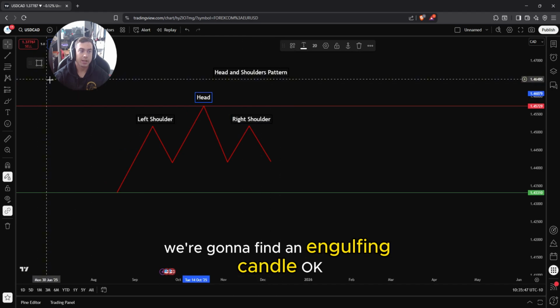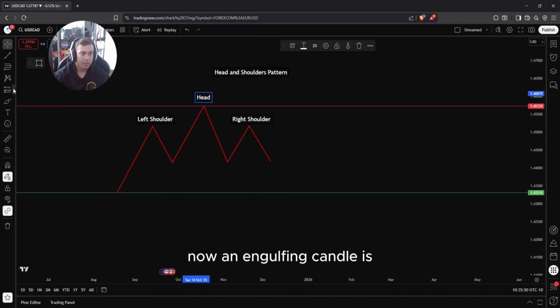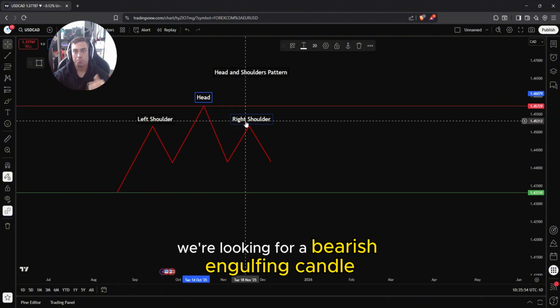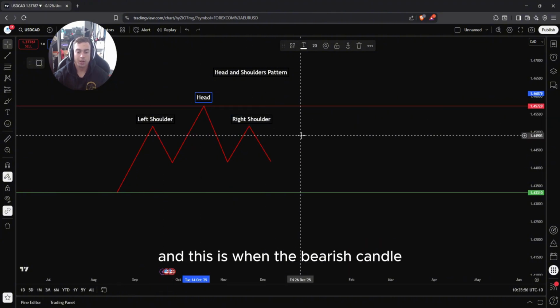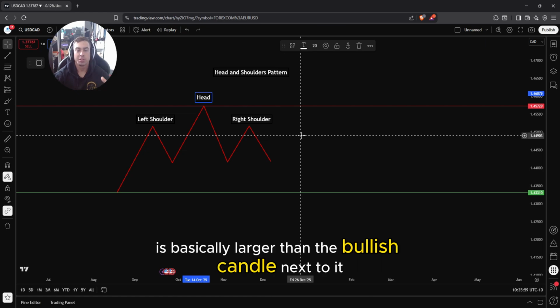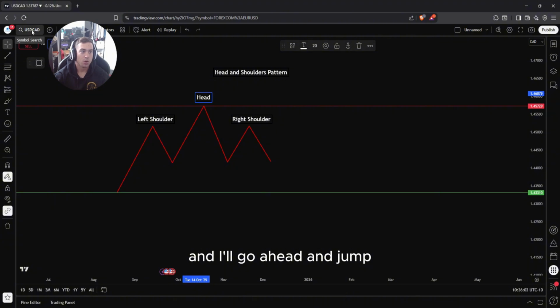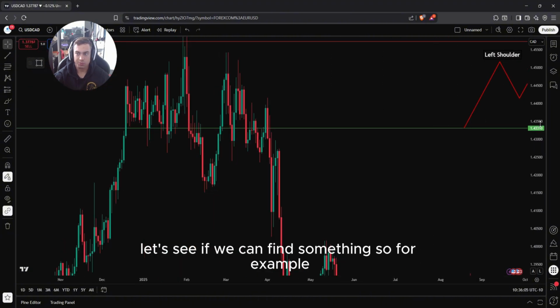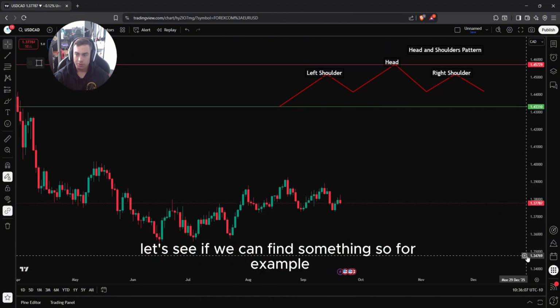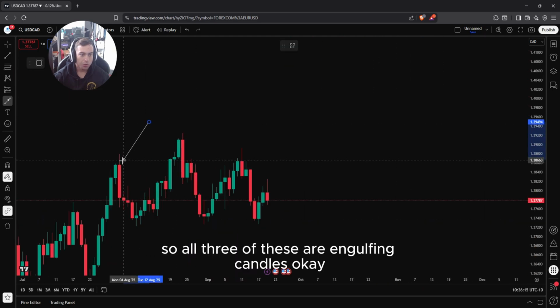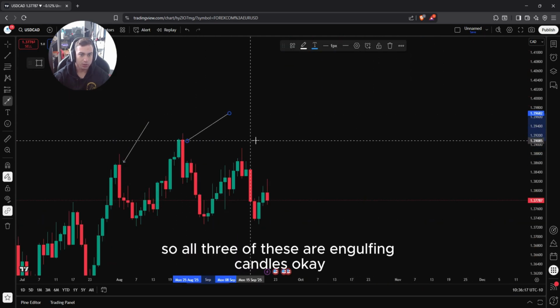Specifically, we're going to find an engulfing candle. An engulfing candle, and we're looking for a bearish engulfing candle, is when the bearish candle is basically larger than the bullish candle next to it. I'll go ahead and jump in. Let's see if we can find some here. For example, all three of these are engulfing candles.